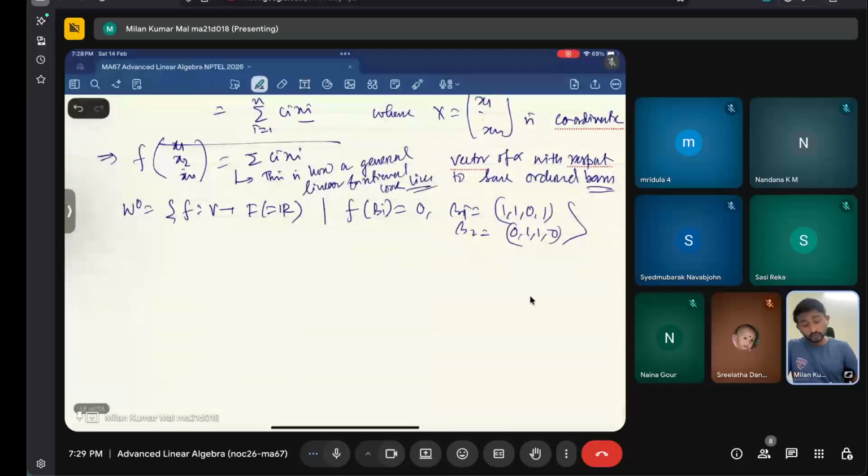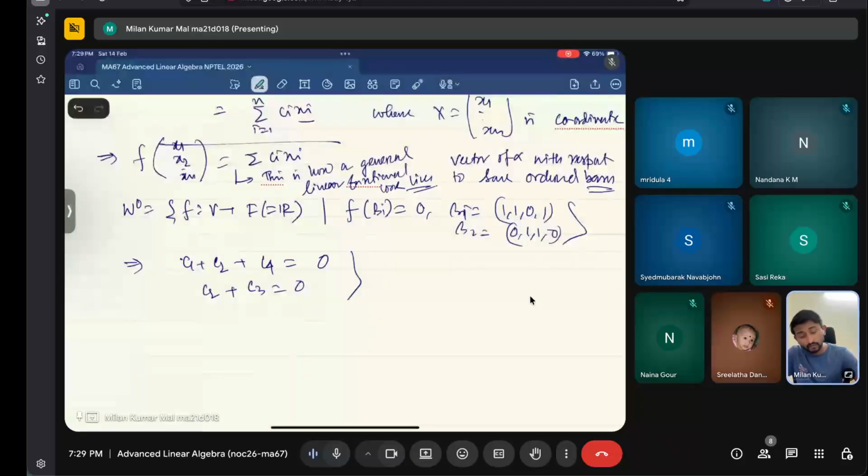So now, here β is x1 x2 x3 x4. Therefore, if f is equal to this, that implies c1 plus c2 plus c4 is equal to 0. Another is that c2 plus c3 is equal to 0. Is it clear? Because here I have taken x1 x2 x3 x4, and this is f of β1 equals f of (1, 1, 0, 1) equals 0, and another is that f of (0, 1, 1, 0) equals 0. These two give these two equations.